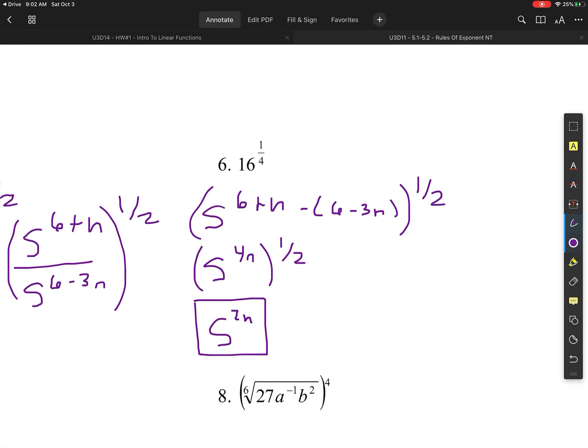So the key thing with a problem like this is making sure that we get everything in the exact same base. By having the same base, we can use our multiplication rule, our division rule, our power to a power rule. All those rules would come into play.